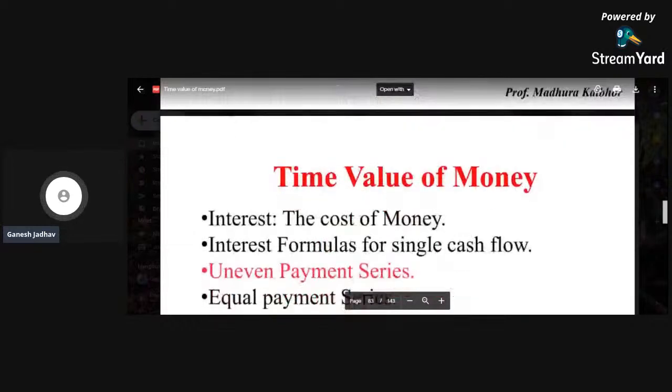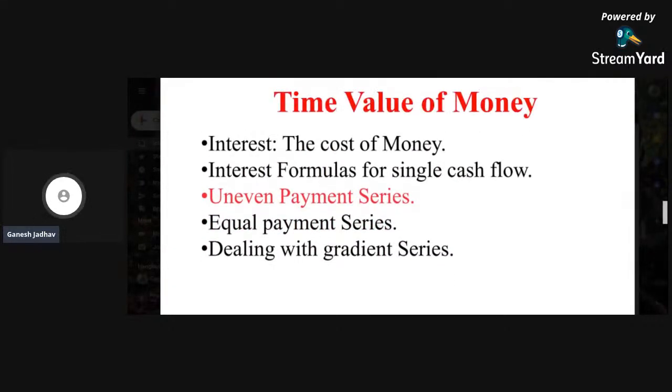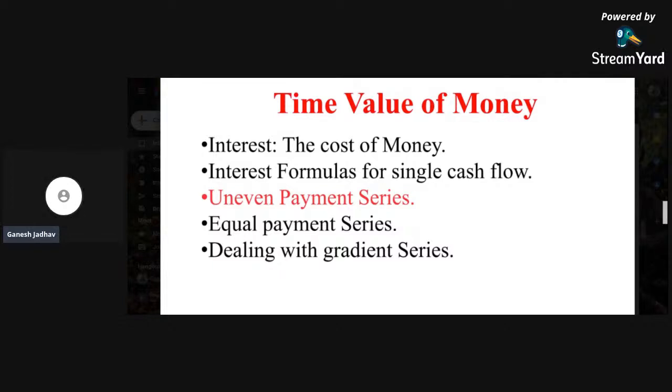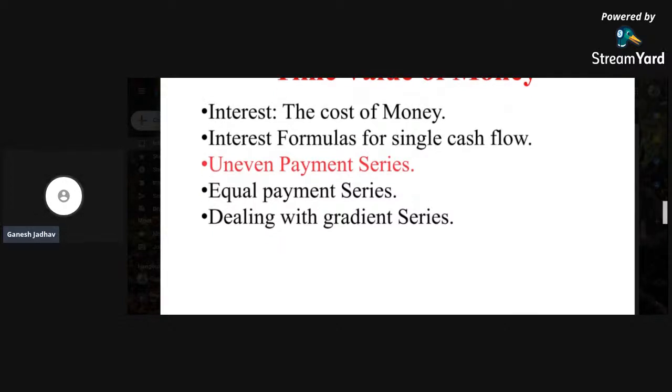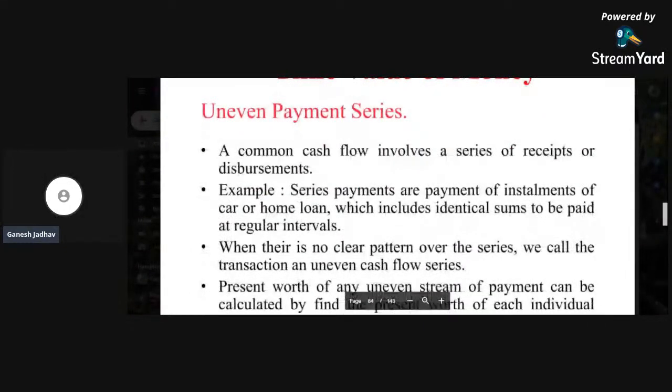So we move toward our next point, that is the uneven payment series. What is an uneven payment series? Listen here. A common cash flow involves a series of receipts or disbursements. A series of payments is like the installments of a car or home, which include an identical sum to be paid at regular intervals.